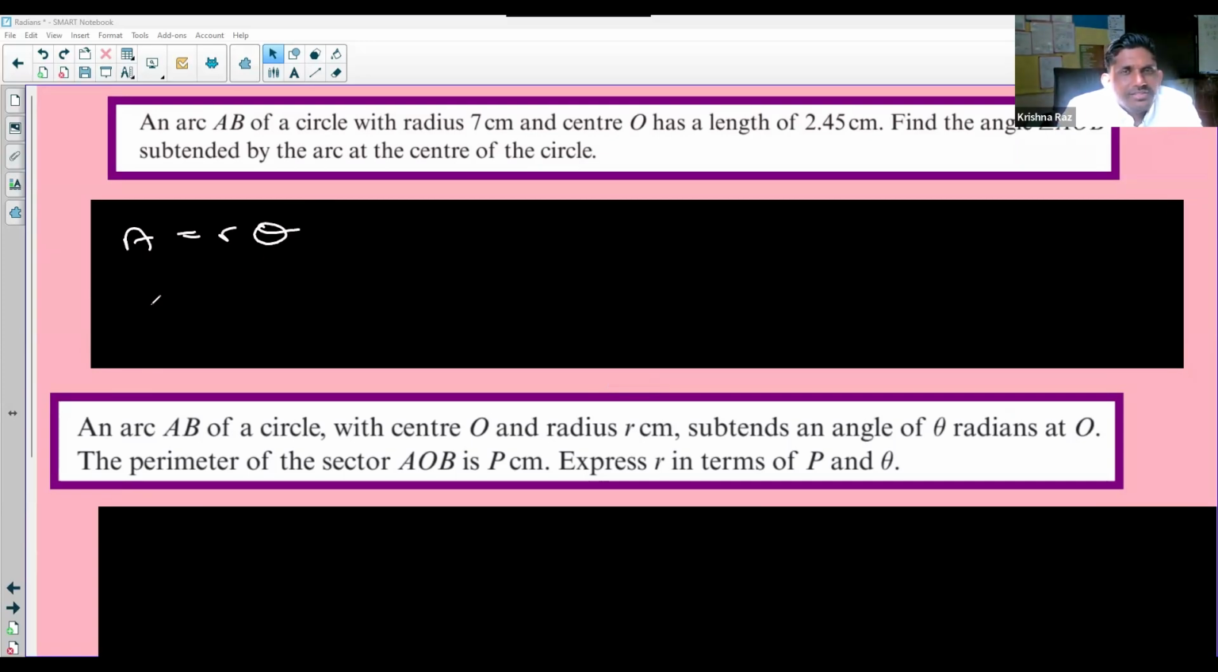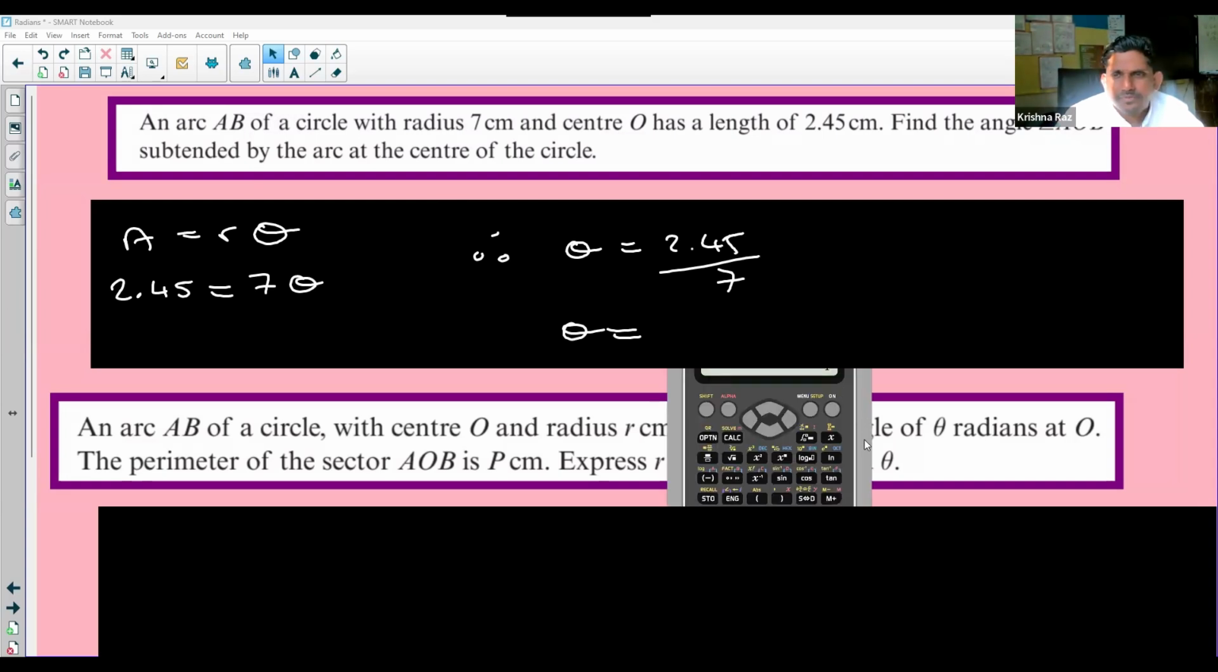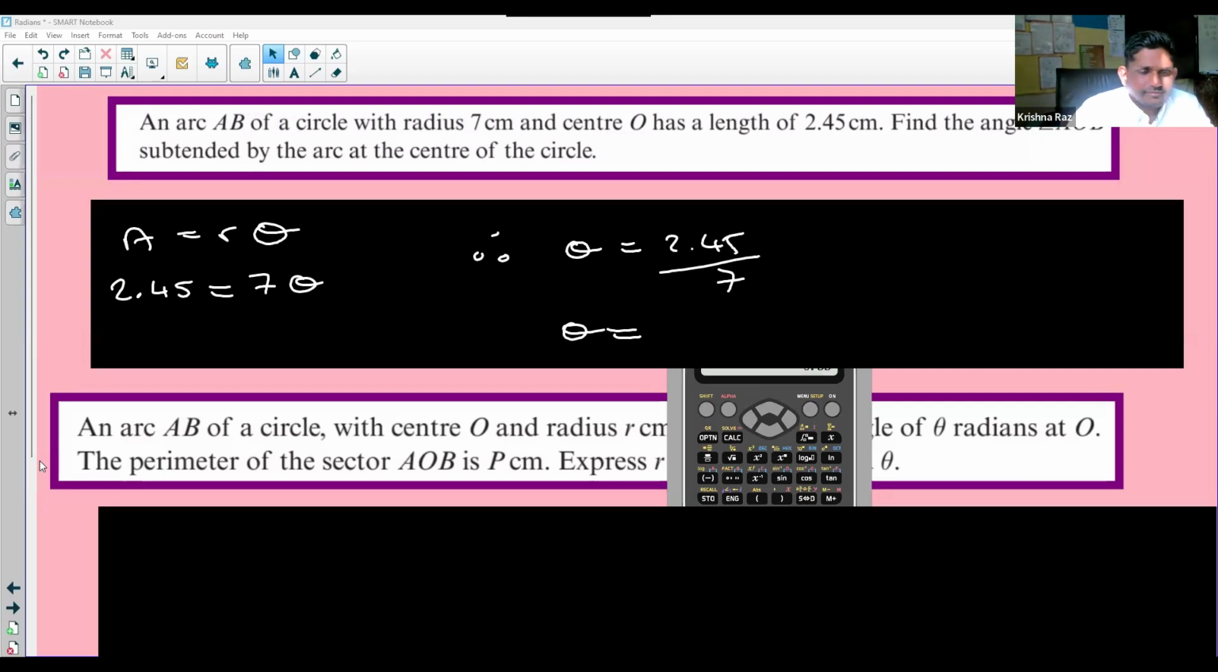So we know arc length equals r theta, and we know 2.45 equals 7 times theta. And we just want to find what theta is. Therefore, theta is 2.45 over 7, which will equal... Let me move my calculator. So we want 2.45 divided by 7, and we get 0.35 radians. So 7 over 20, which is 0.35 radians.